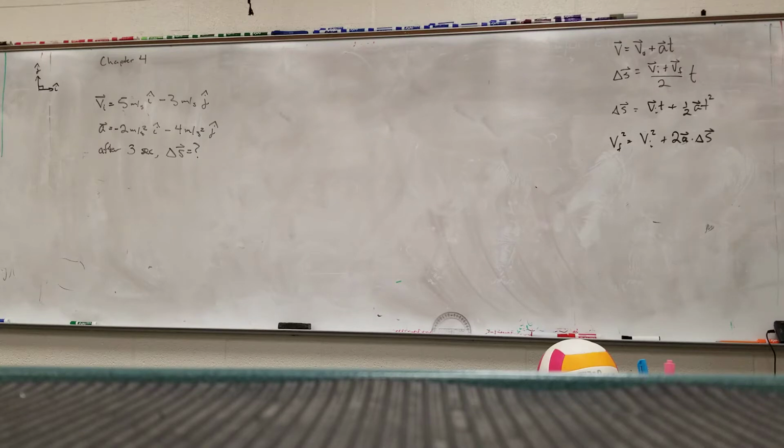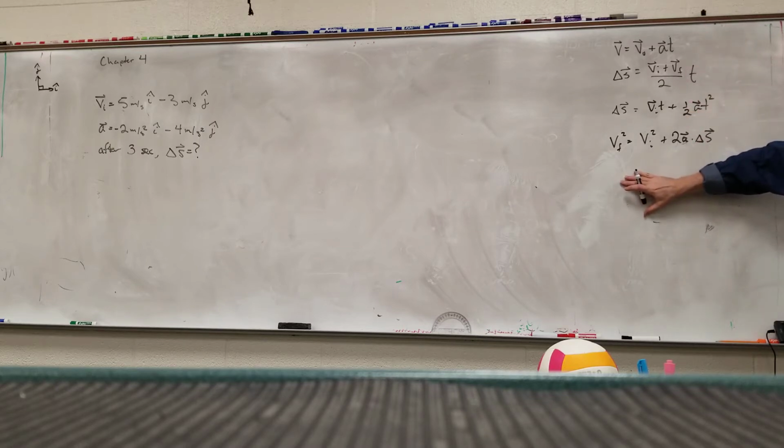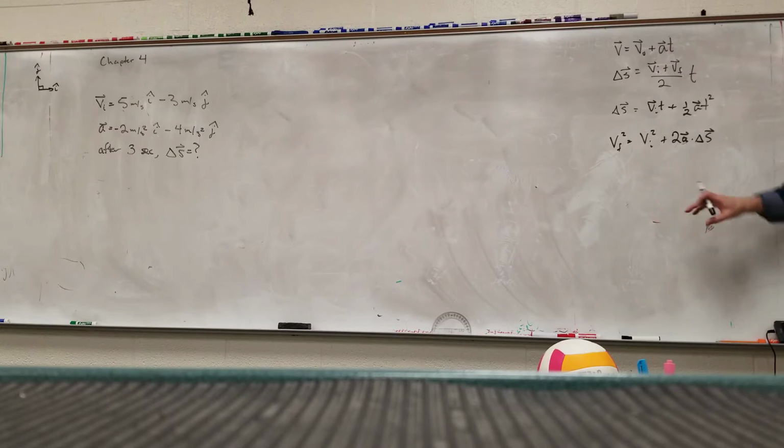They're all missing something. This one's missing displacement. This one's missing acceleration. This one's missing final velocity. This one's missing time. The initial velocity is in all of them. Sometimes textbooks will give a fifth equation, which is missing the initial velocity, but you can pull it from here.